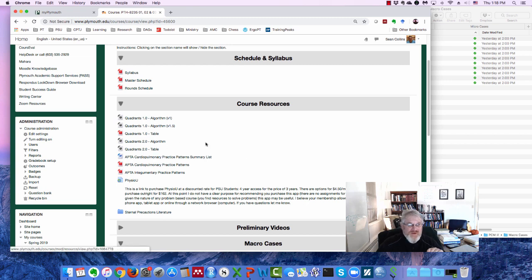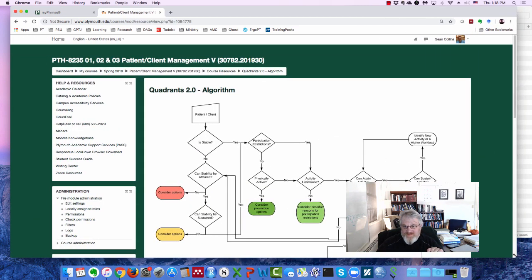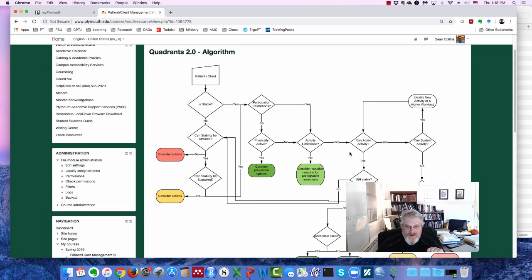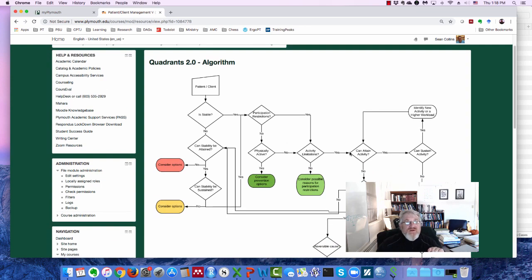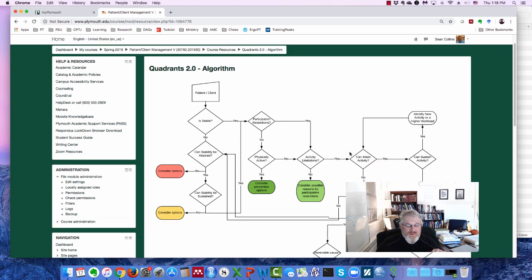So I'll first take you here in Moodle to the algorithm, which is very similar. You've actually seen something like this before in PathoPhys. So I have it up here as an image file. You can put it anywhere you like.